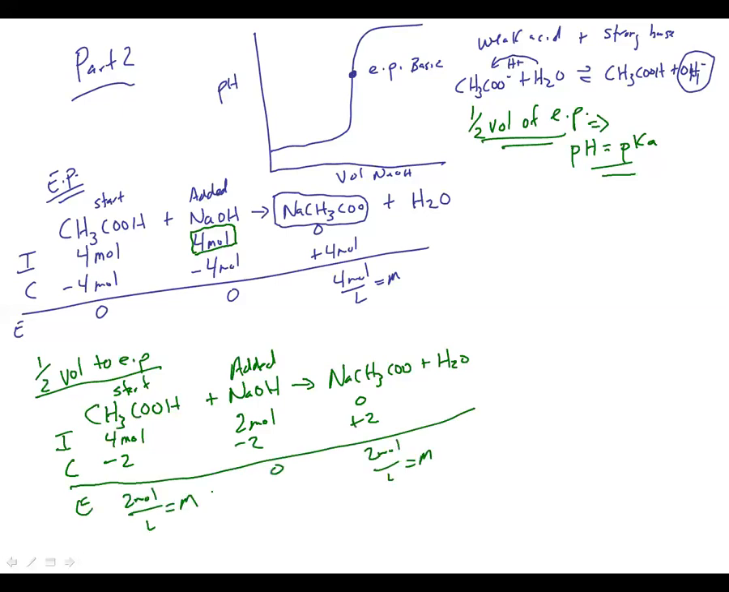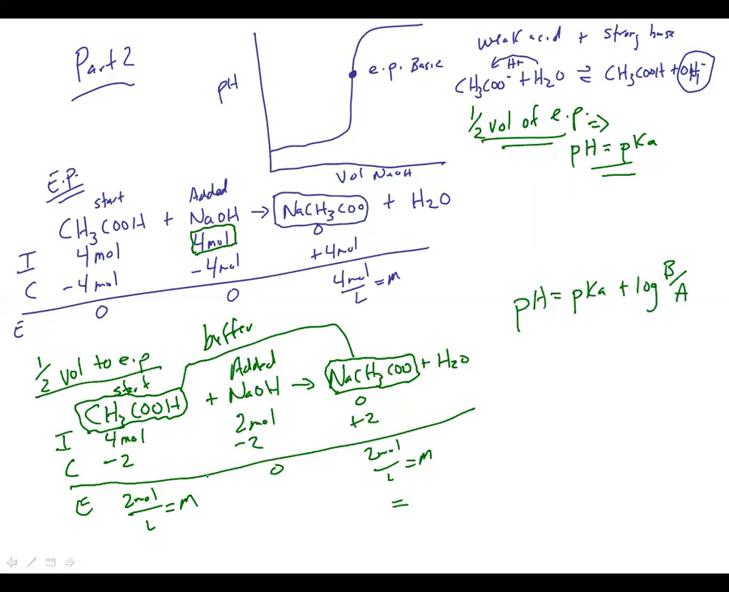molarity. As we talked about in class, at this point in this type of titration, what you have left is acetic acid and sodium acetate, and those two things are a buffer. Which means we can use the Henderson-Hasselbalch equation: pH equals pKa plus the log of the base over the acid. If we put our numbers into that equation, when we're exactly at half the volume to the equivalence point, the pH will equal the pKa plus the log of 2 over 2. That gives us the log of 1, which equals 0.